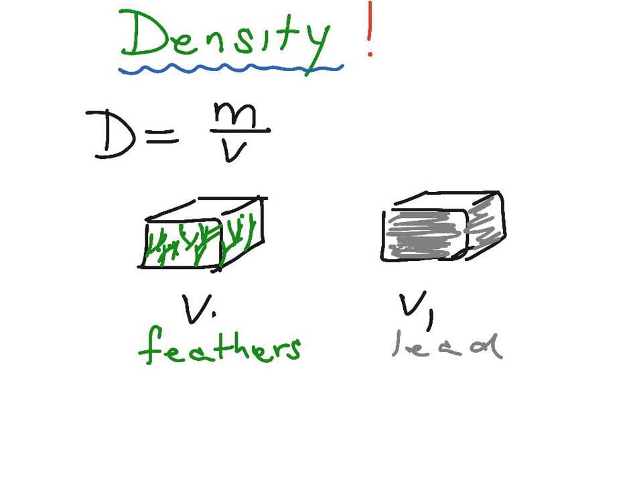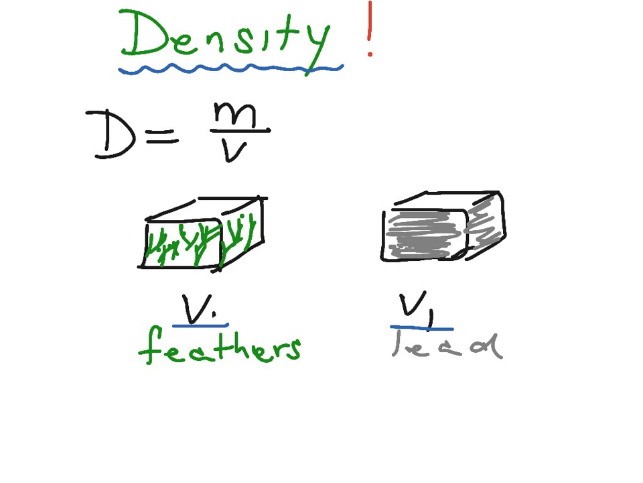Let's say you have two boxes. They're both exactly the same volume, V1. In the first box, you have feathers. The box is packed full of feathers. In the second box, same size, you've got lead. Obviously, the lead is going to have a much larger mass than the feathers. What happens to the density?